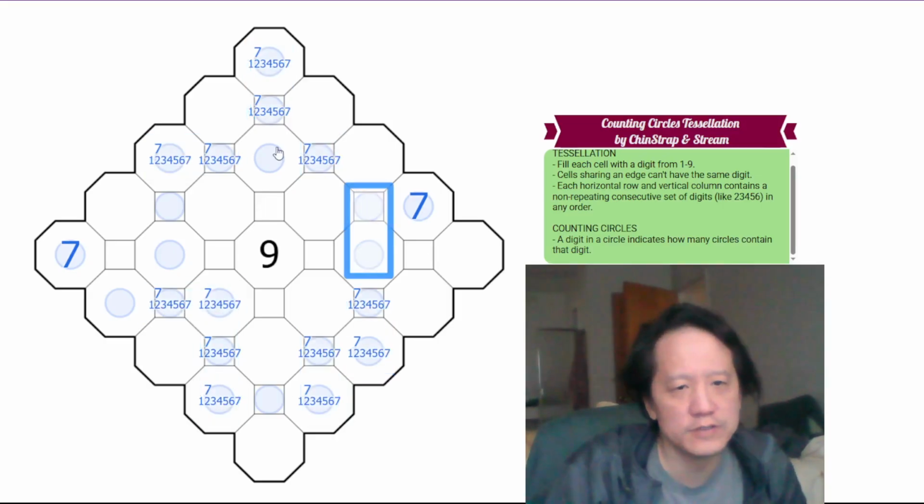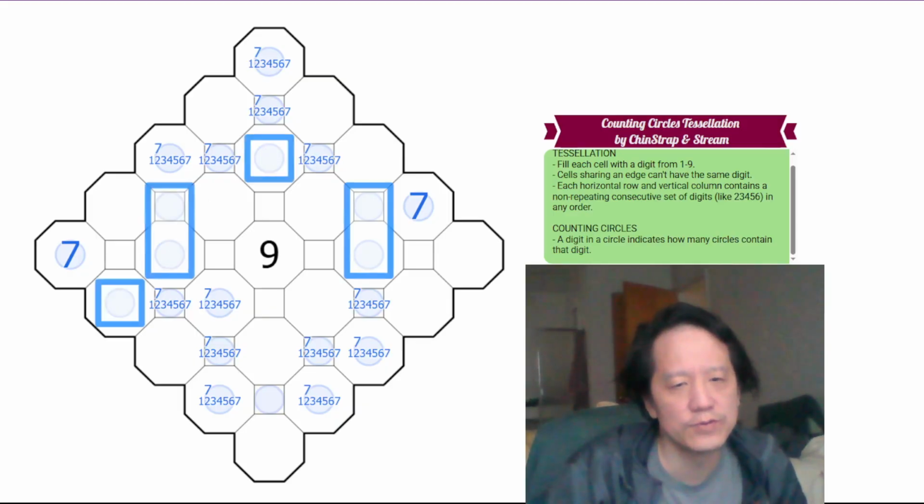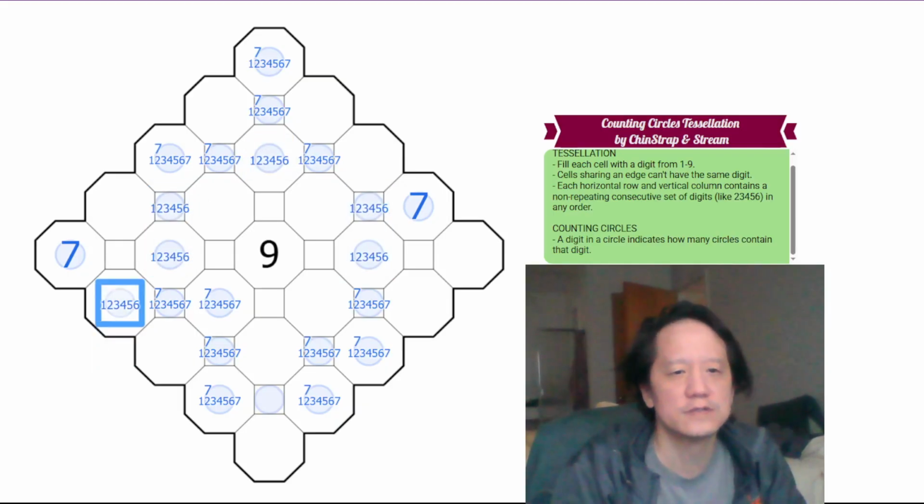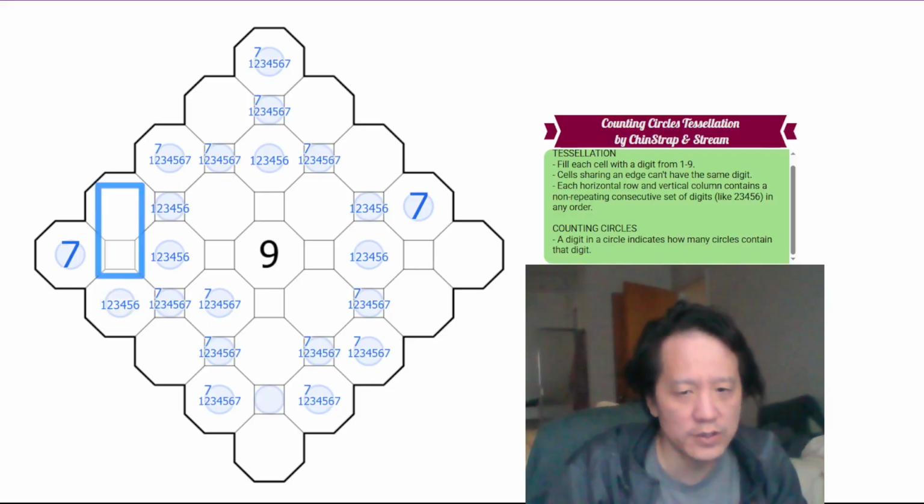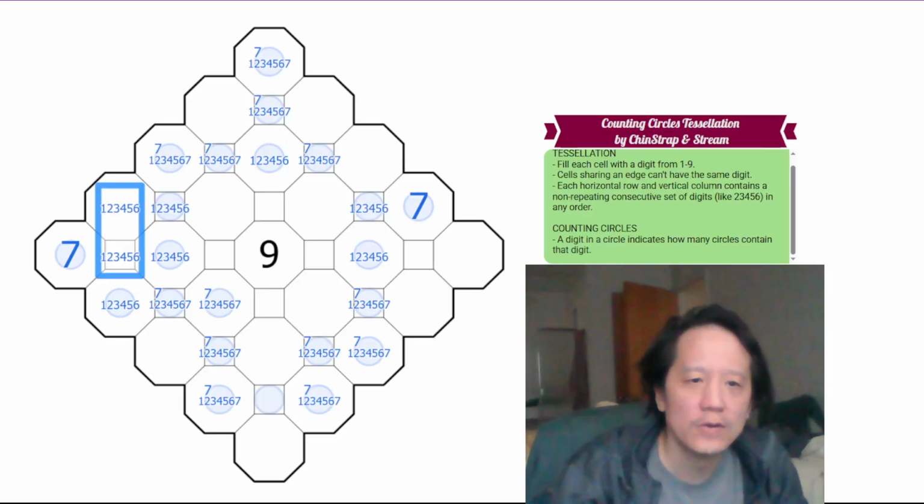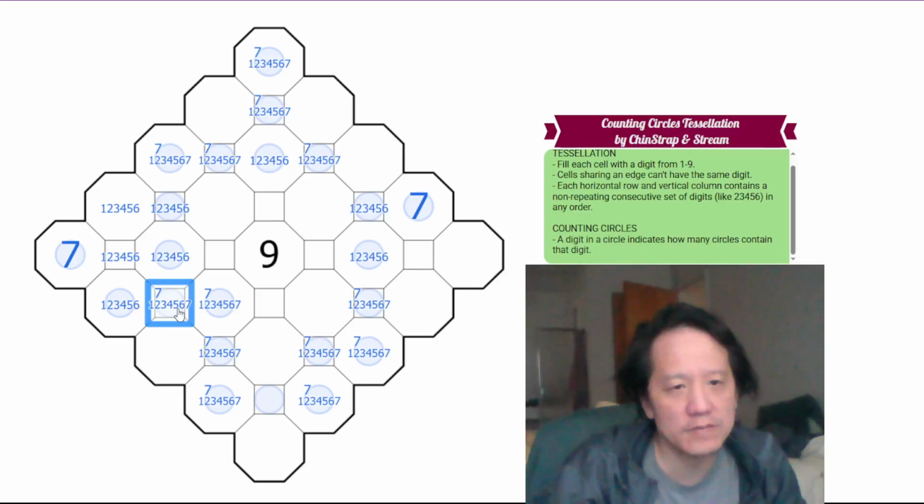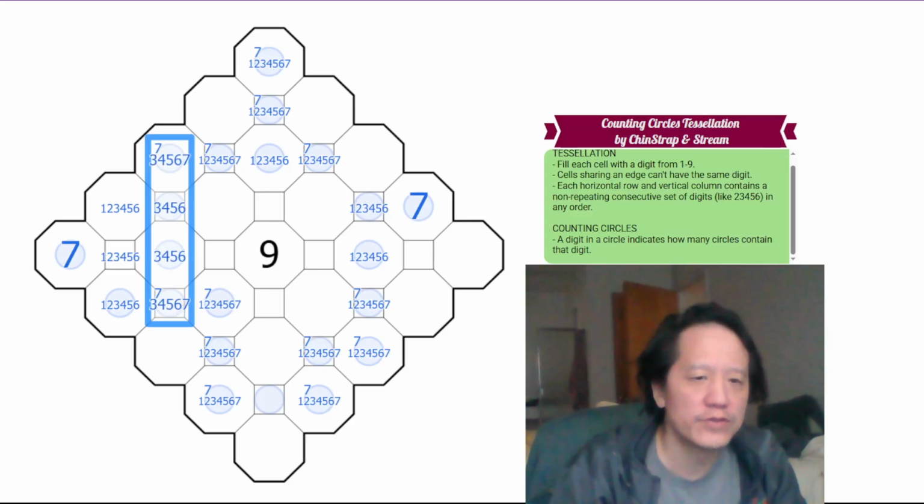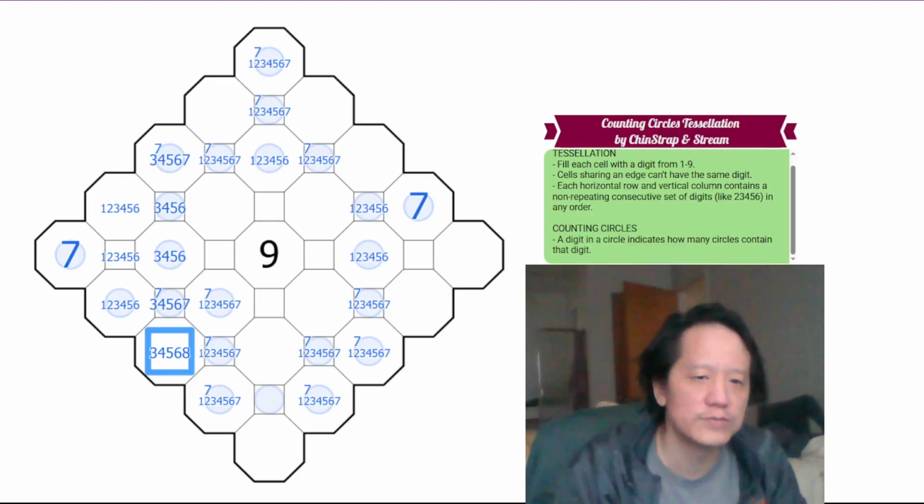The remaining ones here could be 1 through 6. So this has to be 1 through 6 also. One of these is a 7. So one of these is a 7, which means this is 3, 4, 5, 6, 7 at best. And this could be an 8 here. So 3 through 8.